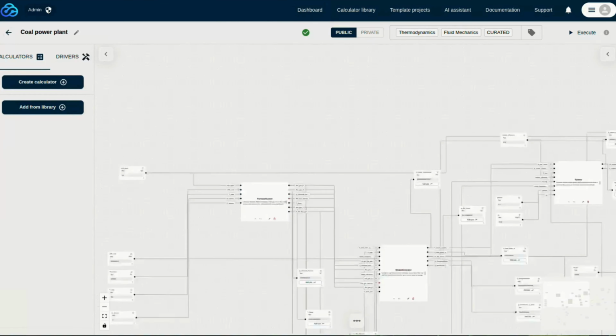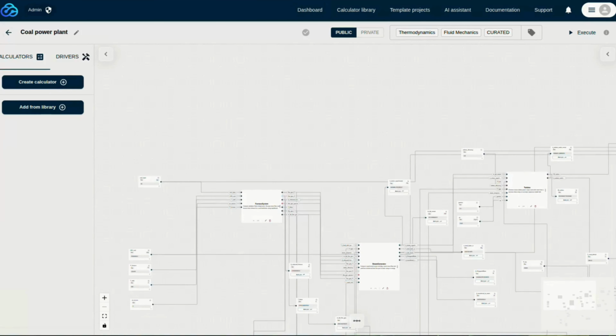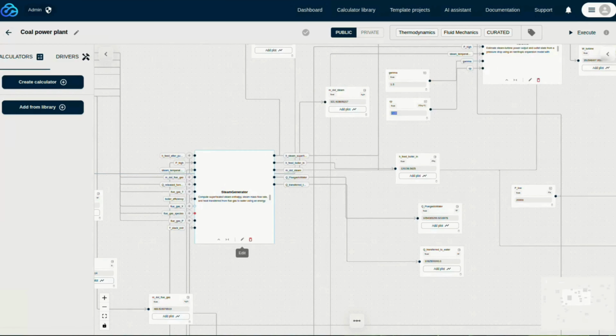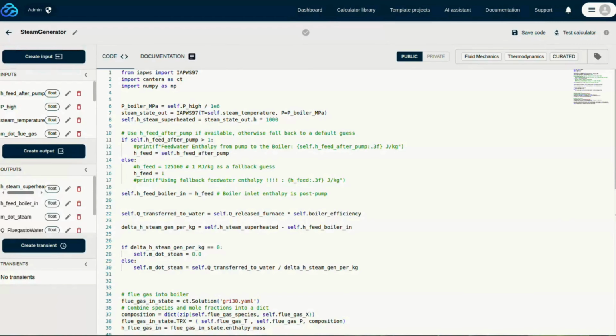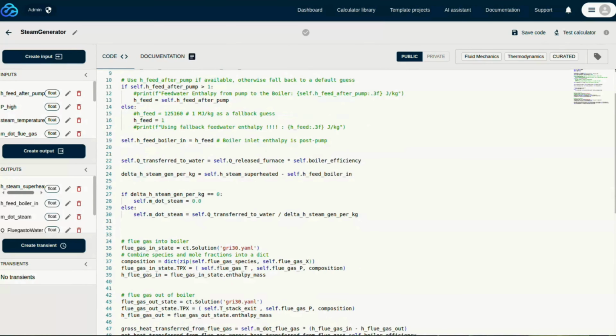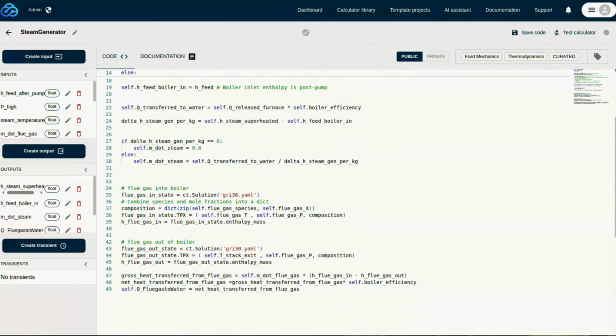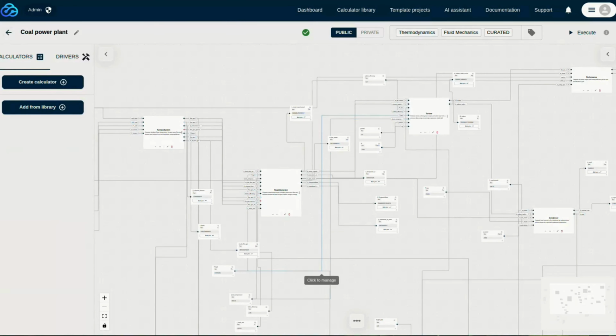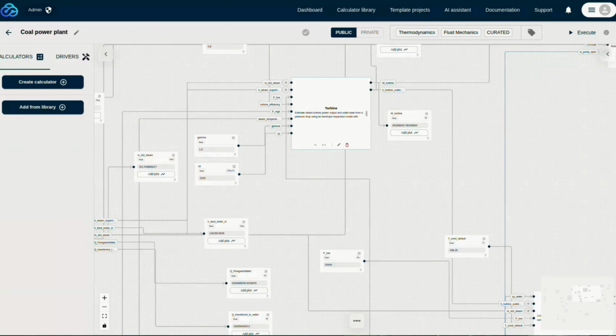Next, the steam generator bridges the gap between combustion and the water cycle. Here we integrate the IAPWS97 library for industrial-grade steam properties. The script executes a dual energy balance, tracking the enthalpy drop of the flue gas against the heat gained by the water. This ensures the digital prototype respects the first law of thermodynamics with engineering precision.